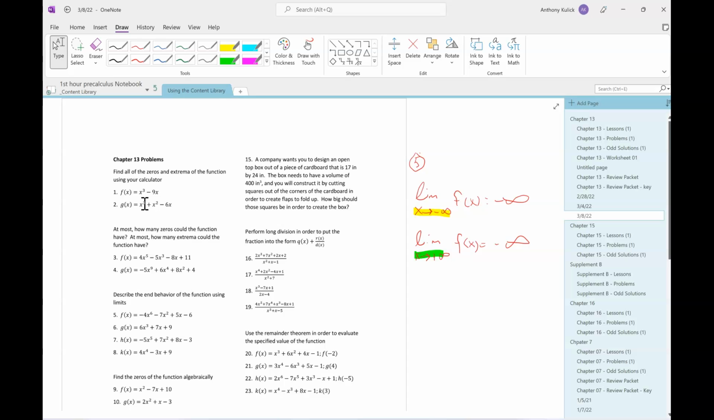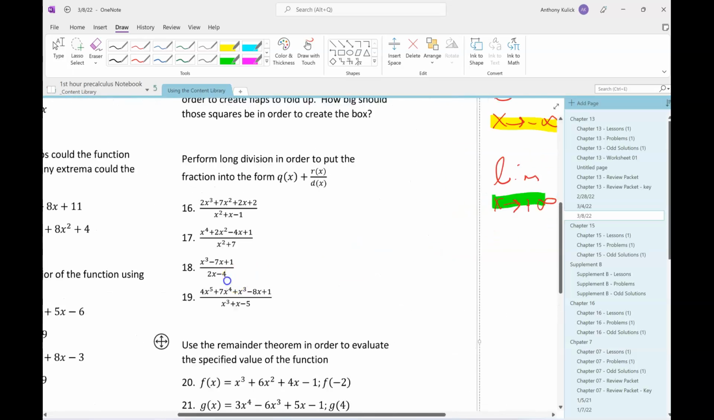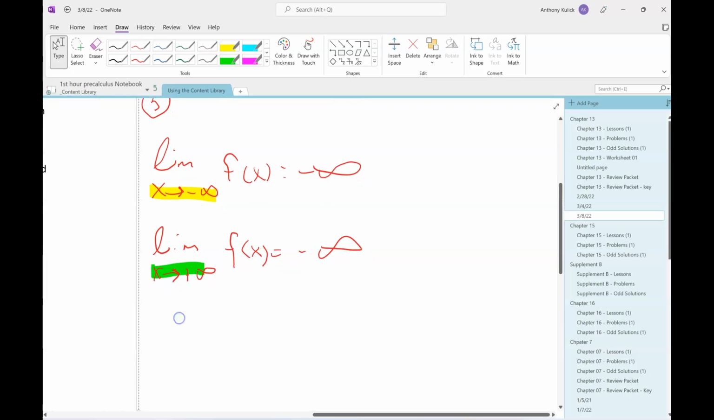I can't see it very well. So like for 5, what do I have to write? Like what you wrote. Do I just have to write f of x equals negative infinity? So the whole thing is the answer. I can't really read what that says.